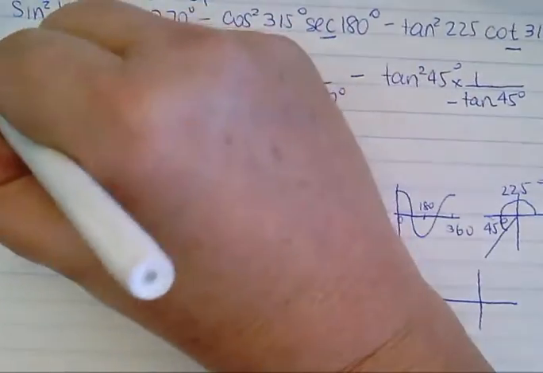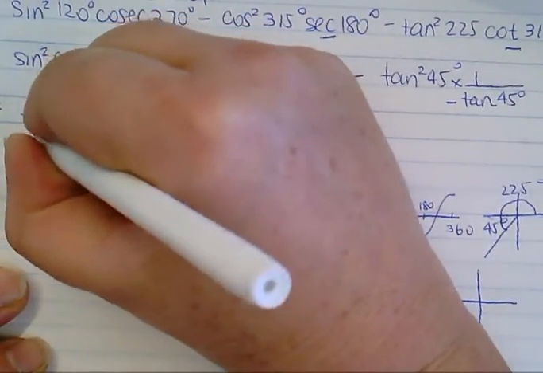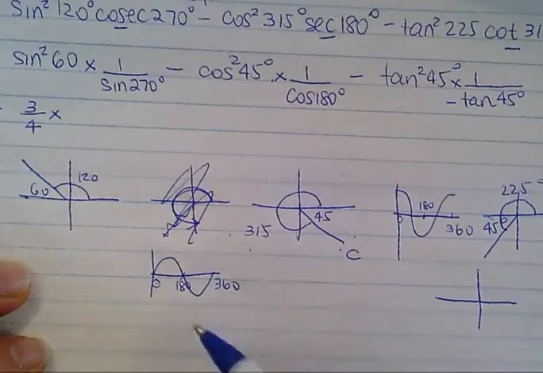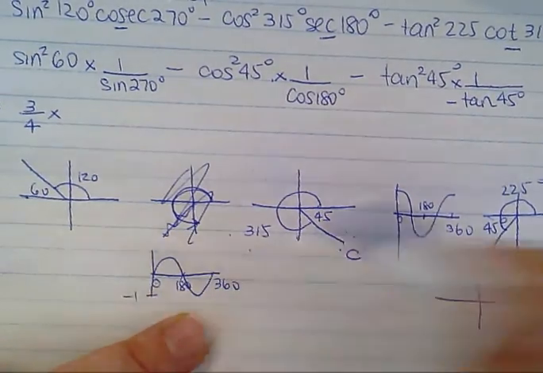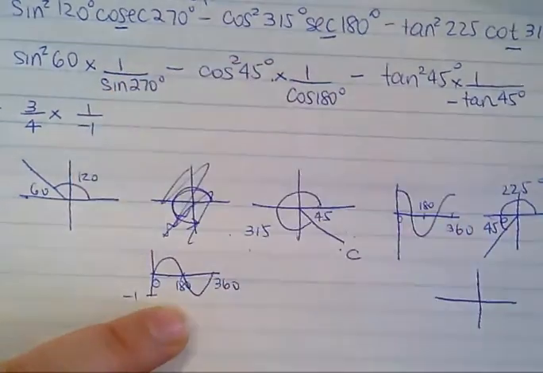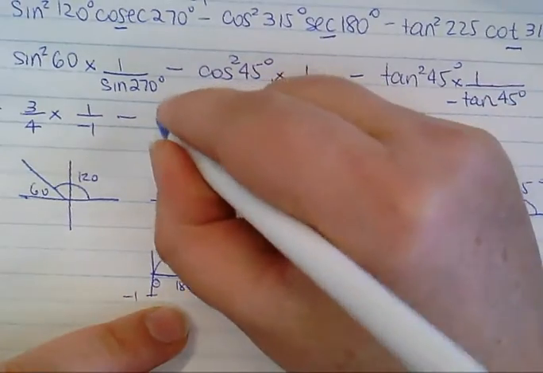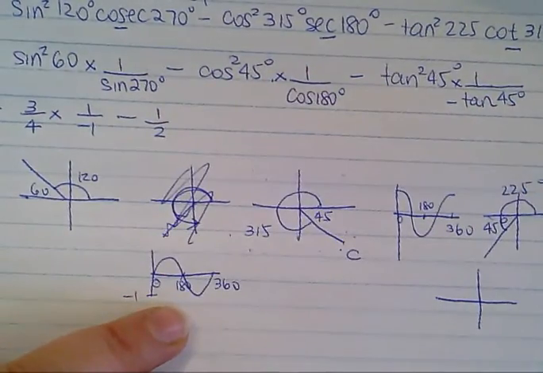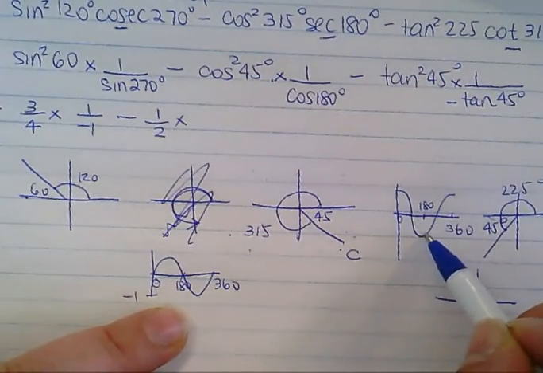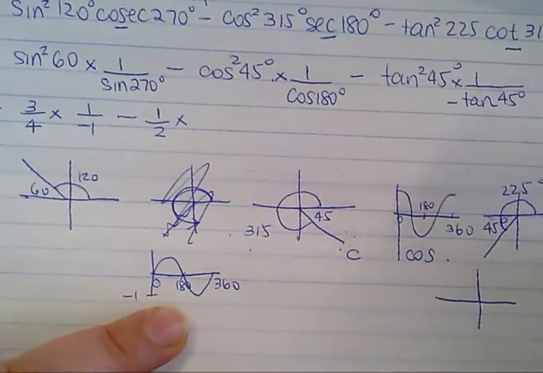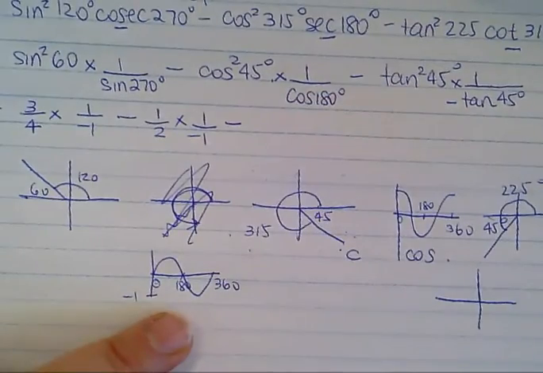All right. So sine squared 60. Sine of 60 is root 3 on 2. So this is 3/4 times 1 over sine 270. Sine 270 is -1, isn't it? So it's 1 over -1, which is just -1. Minus cos of 45 is 1 on root 2. Square that and you get a half. You're okay with just writing it as half? Times 1 over cos of 180. What's the cos of 180? That's my cos curve. That's -1 as well. Times 1 over -1.